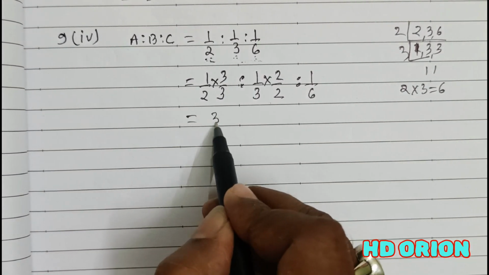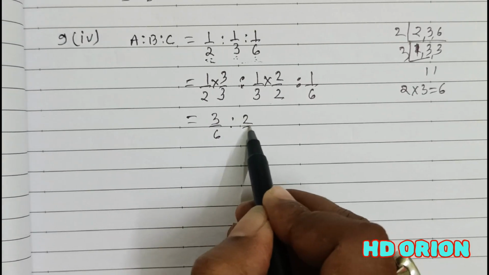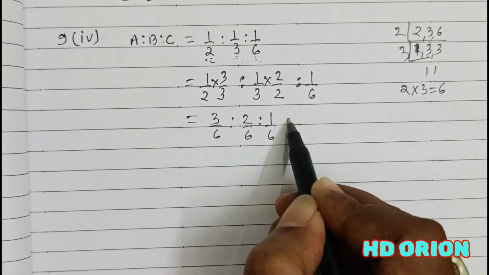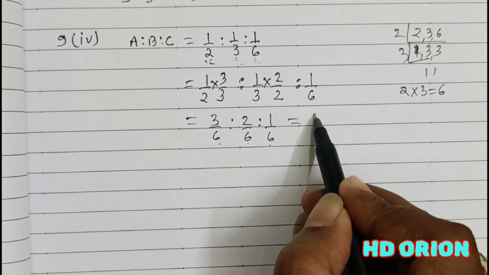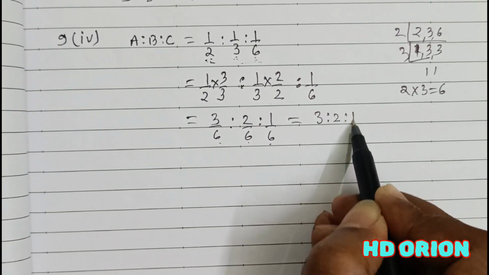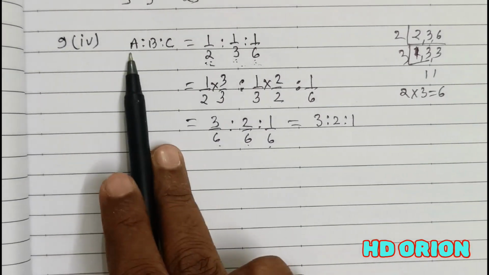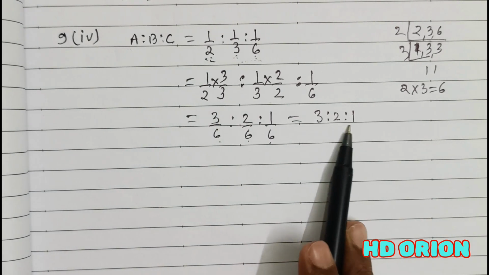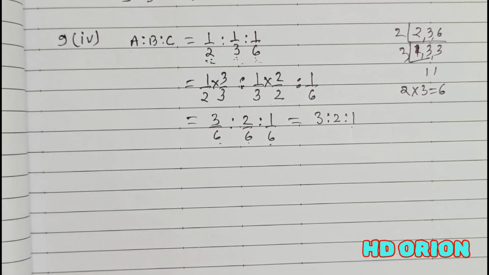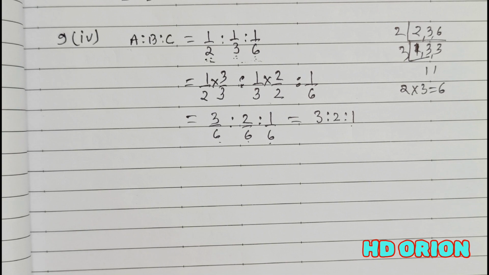So it becomes how much? 3 by 6 and 2 by 6 and 1 by 6. Because the denominators are the same, the numerators can be taken as the ratio. So the old ratio of A, B, C is how much? 3 is to 2 is to 1. That is how you have to seek an answer for this.